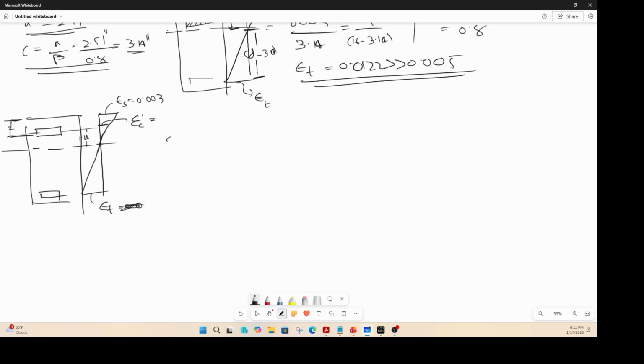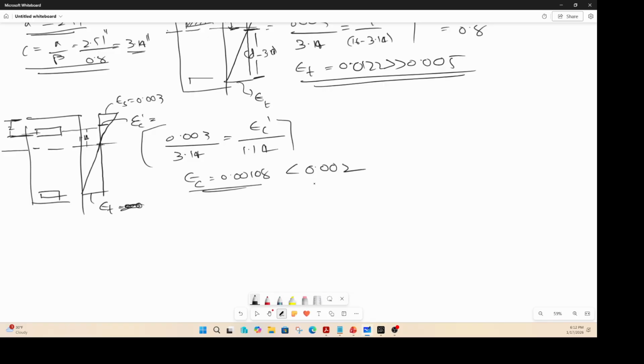Okay, so similar triangles again: 0.003 by that distance 3.14 equals epsilon s prime divided by that distance 1.14. When you calculate your epsilon prime in compression steel, that value will be 0.00108, right, when you do this calculation. So that is much less than 0.002. That means the compression steel here has not yielded.